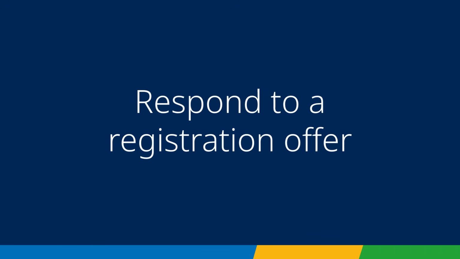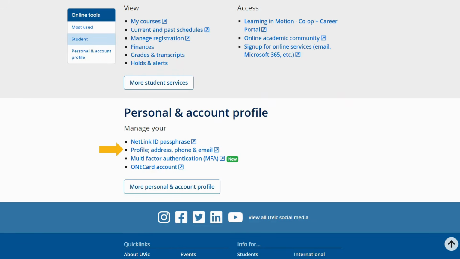How to respond to a registration offer. Going back a bit, if you need to set your preferred address, navigate to Online Tools and select Profile, Address, Phone, and Email under the Personal and Account Profile header.